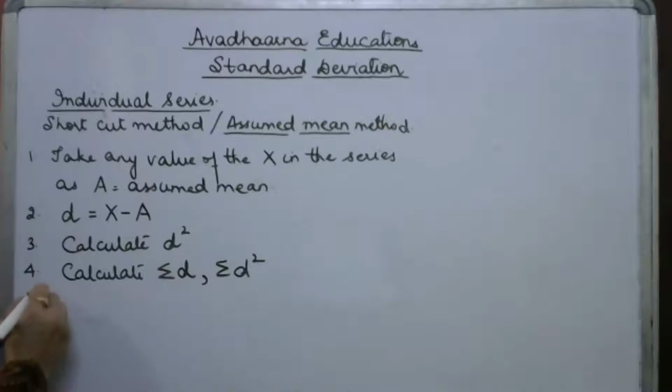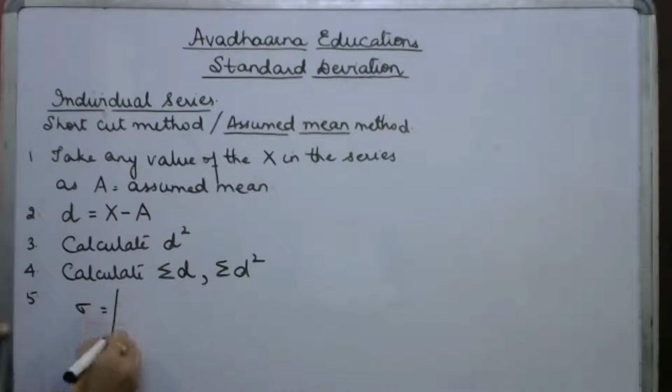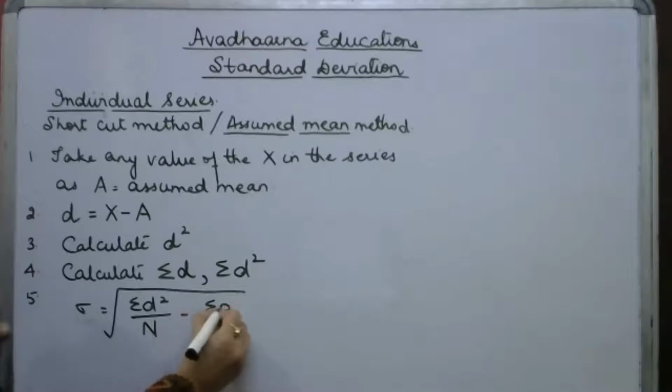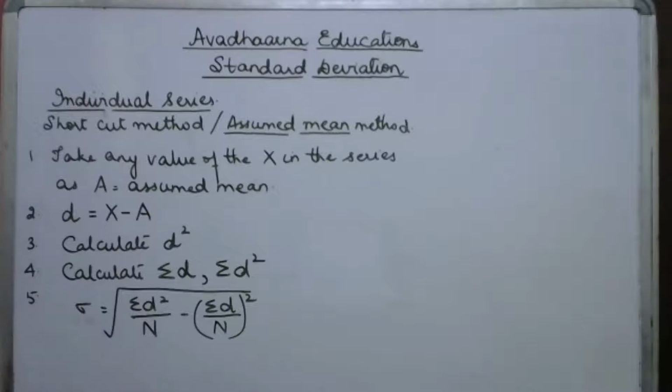And then step 5, we will apply the formula for calculating the standard deviation, which is under root of summation d square upon n, where n is the number of observations, minus the whole square of summation d upon n. When we apply this formula, we will get the standard deviation, and these are the steps of calculating standard deviation in case of individual series by shortcut or assumed mean method.